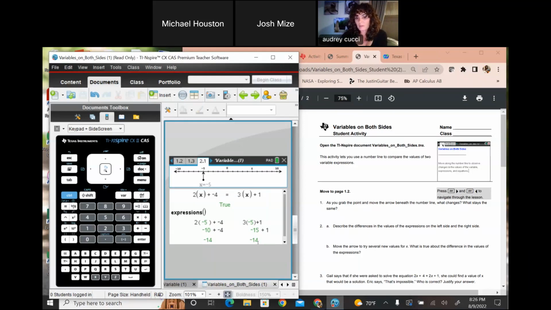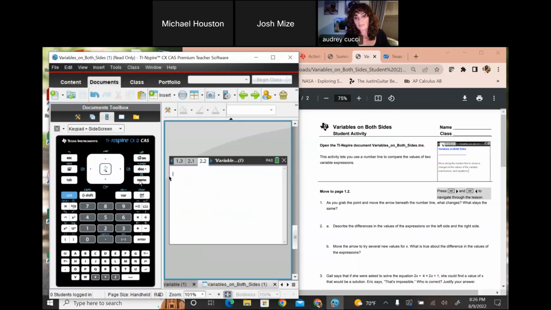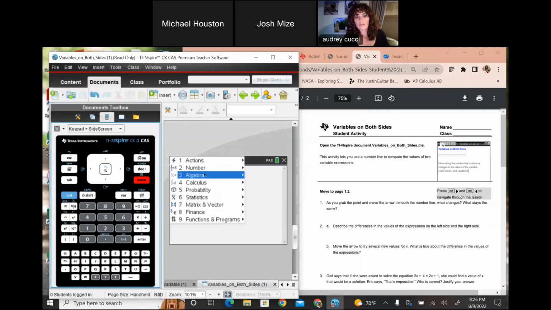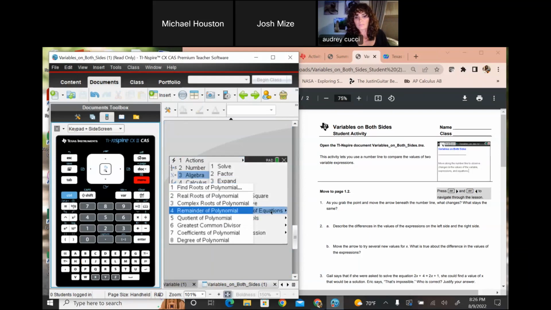I have to rewrite this down because I lose things on the paper. So I'm going to now insert a calculator page, and let's take a look at this linear systems. So we're going to go into my menu, and we're going to go into algebra. And I'm going to go to solve system of equations. Okay.